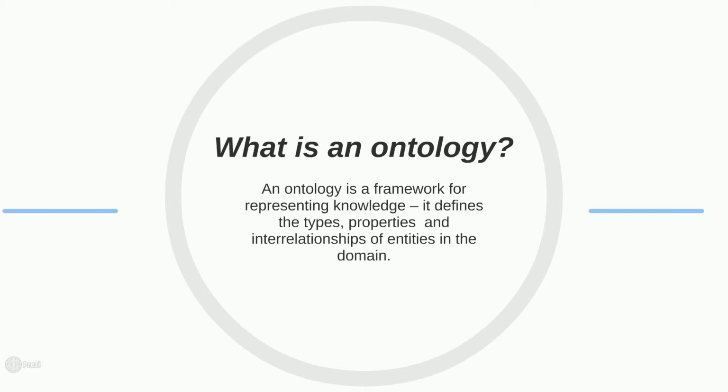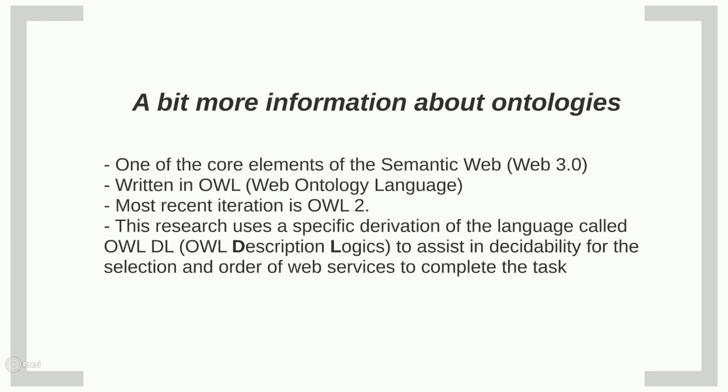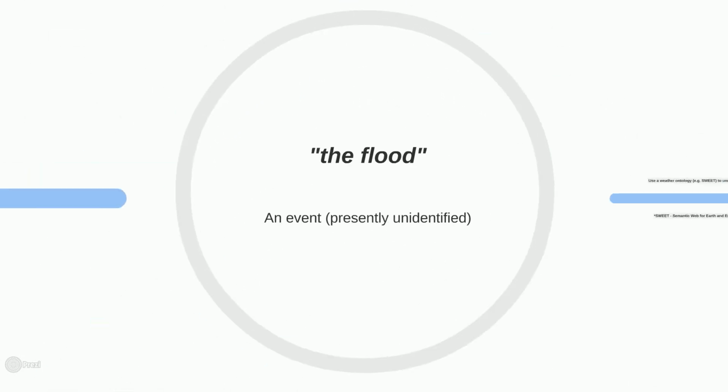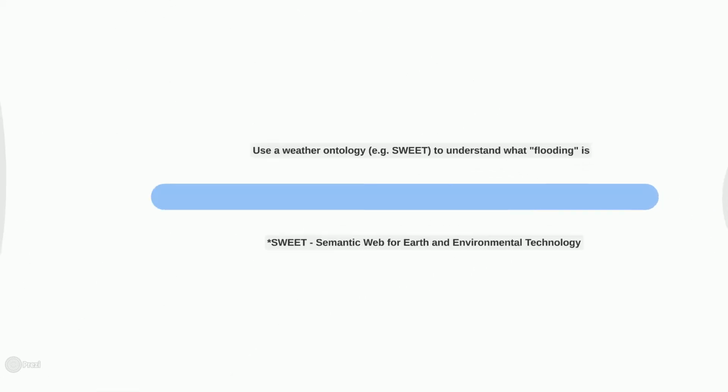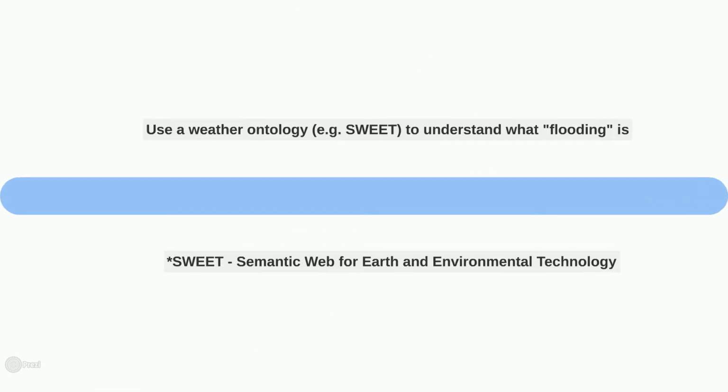A little more depth into ontologies. Ontologies are written in OWL, and in this specific project, the sublanguage of OWL being used is OWL-DL. This is to assist us in logical decision-making tasks. Back to the flood that the system currently has no idea about. Let's refer to a weather ontology, for example SWEET, and see what information we can find out about flooding and how the information stored within the ontology can help us.